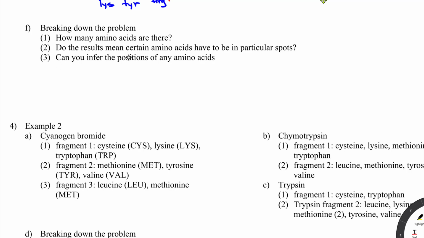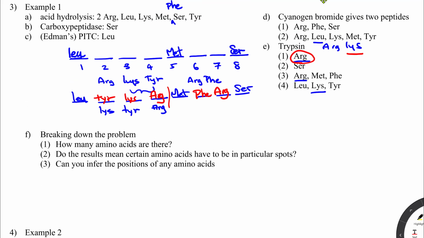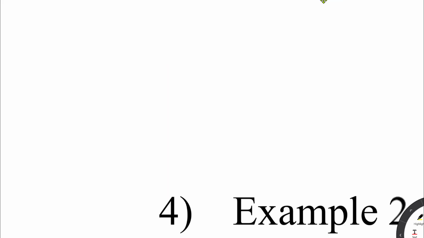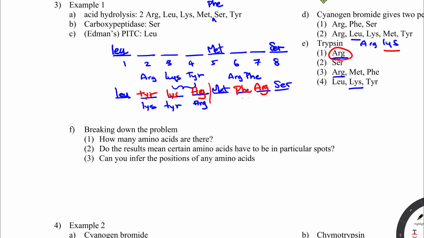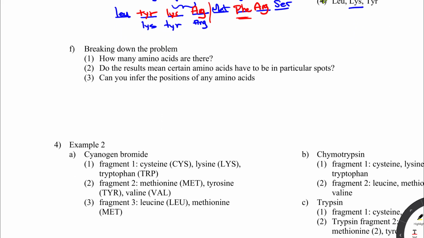Do the results mean certain amino acids have to be in particular spots? Now, I made that general because maybe the cyanogen bromide wasn't first and the trypsin data was given first. Well, that's telling us like where the peptide is fragmented, and so it tells us certain amino acids have to be in certain places. That's what that means. And then sometimes, like happened in this problem, right? The phenylalanine had to be here. And it had to be there because there was no other spaces for it to be if the arginine was next to the serine. So you have to infer positions of amino acids in these problems.